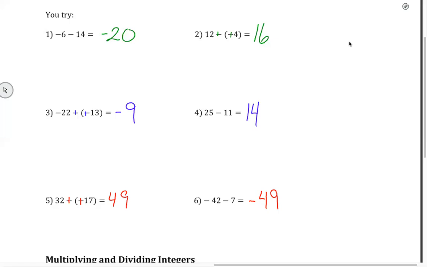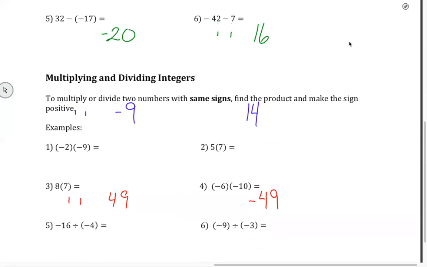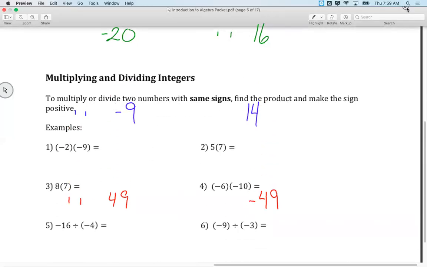Okay? So with these problems, kind of think of like money. The double negatives doesn't really work, so that's why I changed them to a positive, and then talk about it as like for number 3, I'd be like, you borrowed $22 from me, and then you paid me back $13. That means you still owe me 9. These are actually the harder types of problems. Multiplying and dividing's real easy.